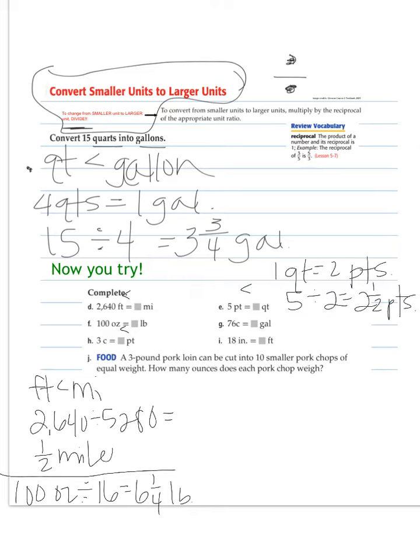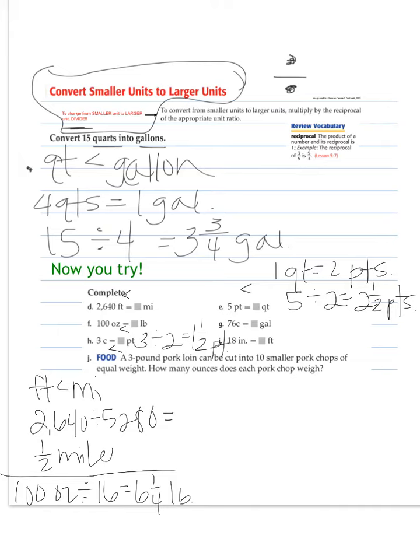I'm going to go back to H. 3 cups in a pint. I know that a cup is smaller. I know a cup is smaller than a pint. So I'm going to take 3 and divide it by 2. And I get, I'm going to write my answer right here, 1 1/2 pint.